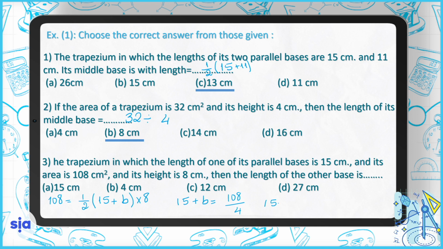So 15 plus B equals 27, then B equals 12. Let's now move to another type of questions, which is the essay question.